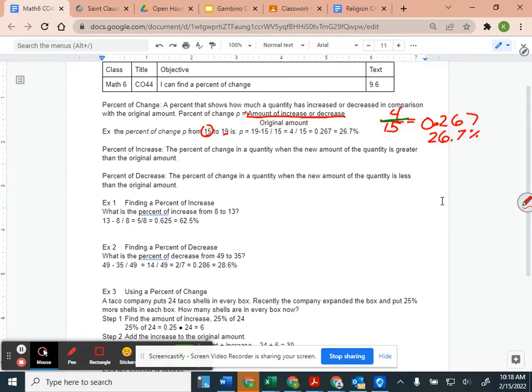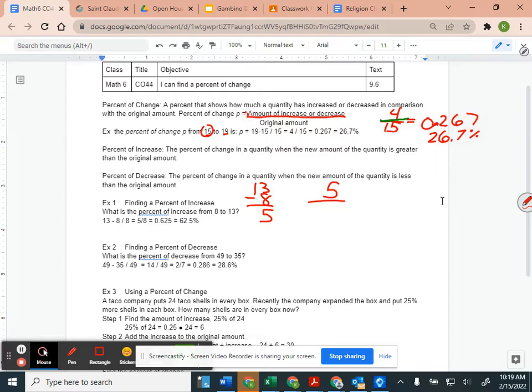Aiden. Subtraction. I subtract 13 minus 8 is 4. 5. Oh, okay, good. That was just to confuse me. So 13 minus 8 is 5. So that is my numerator. That's my amount of increase.